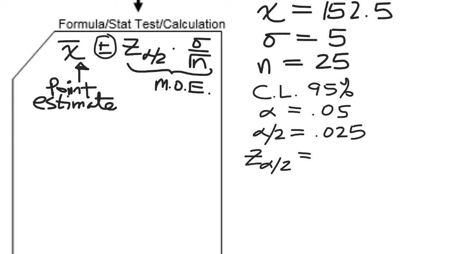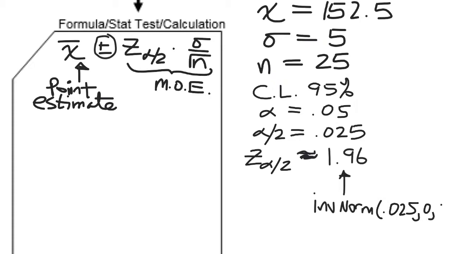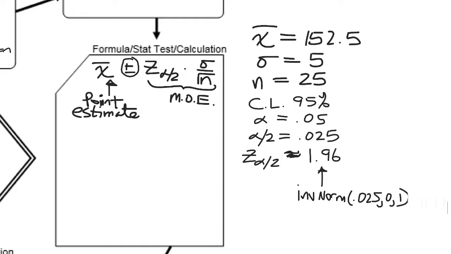Got locked out of editing. All right, so that's what we're looking at there, and this is inverse norm of 0.025, mean of 0, standard deviation of 1. Those should all be standard settings in your calculator. Like I said before, nothing we haven't done before.